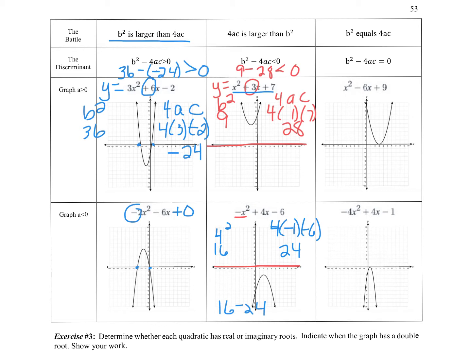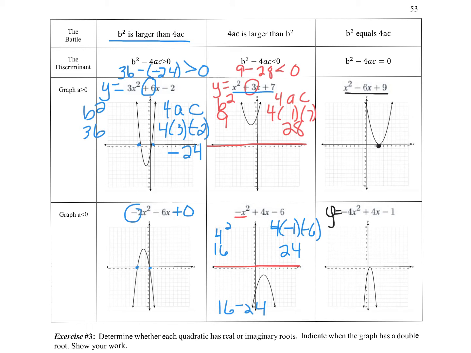Our last situation is when the two are equal. So it doesn't cross twice. It doesn't not cross at all. It crosses in one spot. So here, if I do b squared, and this one's pretty similar to the one I did on the other page, so I'm not going to use that as an example. I'm going to look at this one down here.